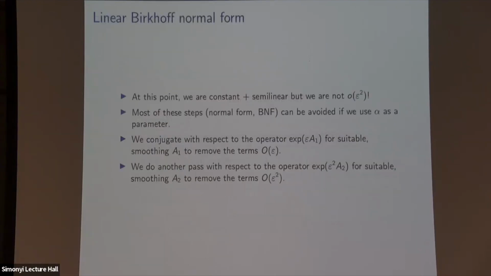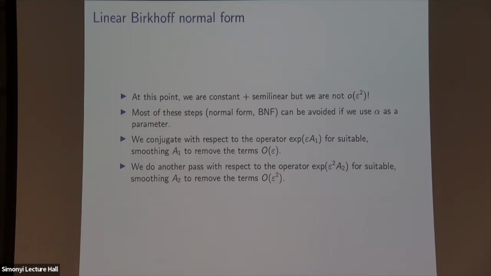Okay, and so things look good at this point. We have constant coefficients plus semilinear, but we haven't really dealt with the smallest terms, of order epsilon squared. Now, if we were to use alpha as a parameter, then most of these steps can be avoided. The normal form that I mentioned before, or the linear Birkhoff normal form that I am going to discuss just now. So in order to remove the terms that are big O of epsilon and big O of epsilon squared, now that we are constant in the things that we like, we can conjugate with respect to this operator, where A1 is smoothing. And then by doing so, we can remove the terms that are big O of epsilon.